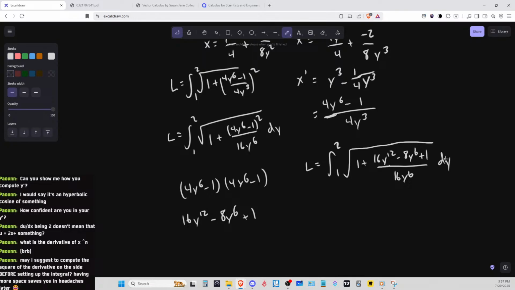May I suggest computing the square of the derivative on the side before setting up the integral. Having more space saves you headaches later.